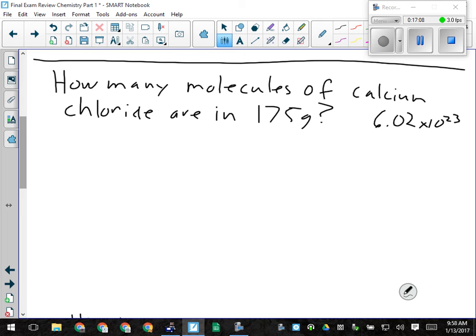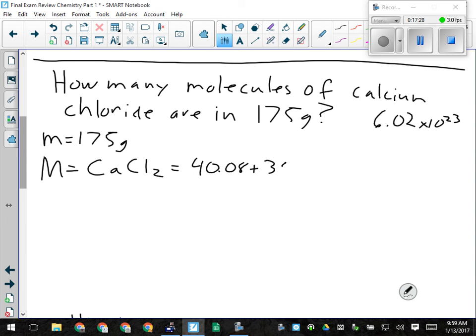How many molecules of calcium chloride are in 175 grams? So they tell us the mass, 175 grams. They tell us the material, it's calcium chloride, which is CaCl2. So calcium is 40.08 and chlorine is 35.45, and there are two of them. That should give us 110.98 grams per mole.